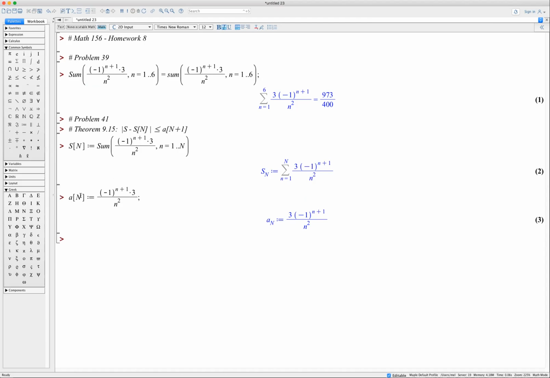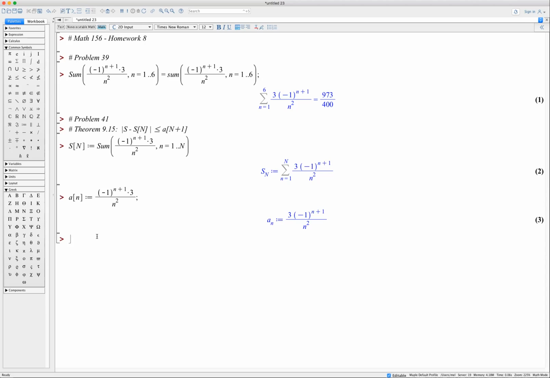And for every little n, the nth term is equal to this. These are the terms that we're summing up. And we want to know when is the error, S minus S_n, smaller than 0.001. So we want to find an n for which this in absolute value is less than 0.001, 1/1000.